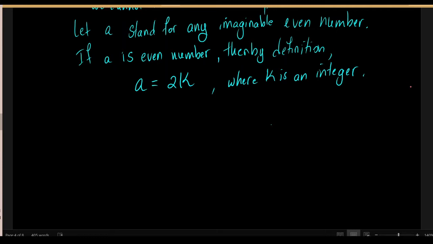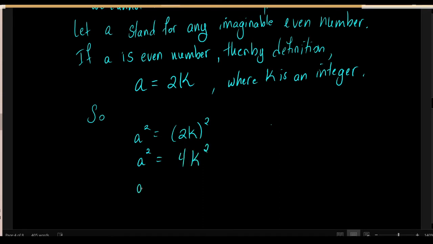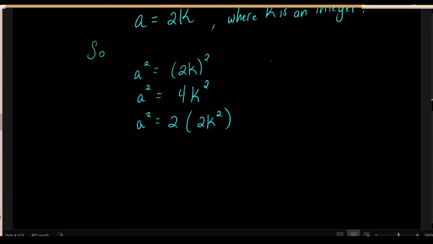So now let's square this completely arbitrarily chosen even number. A squared is equal to (2k) squared, which can be simplified as 2 squared, so 4k squared, which can be rewritten as, factor out a 2, and that leaves behind 2 times 2k squared. If we take 2k squared, that's also going to be an integer.